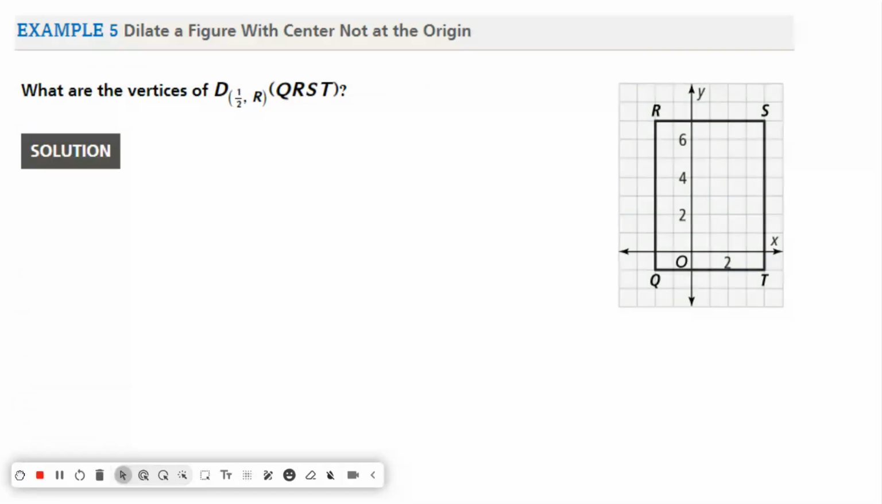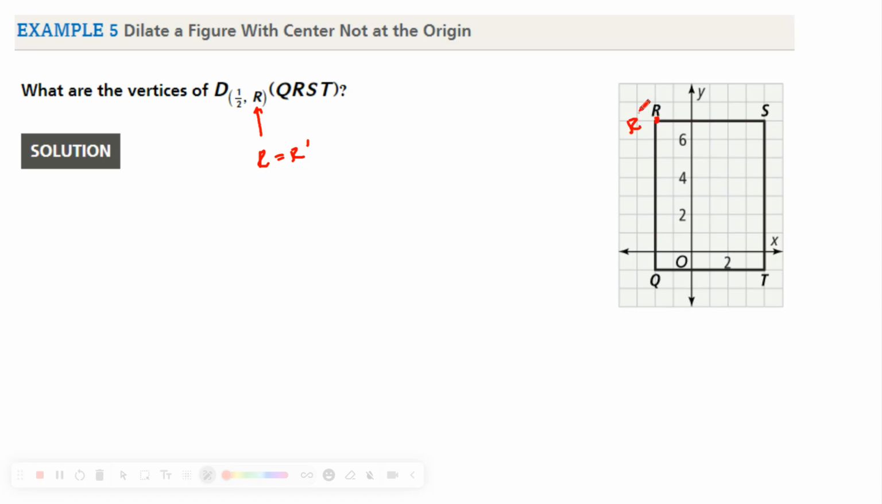Okay, now a little bit more difficult. What are the vertices of a dilation with scale factor 1/2 about the point R of QRST? So now we're letting R be our center of dilation. What this means is R and R prime will be the same point. So this point will be R prime.